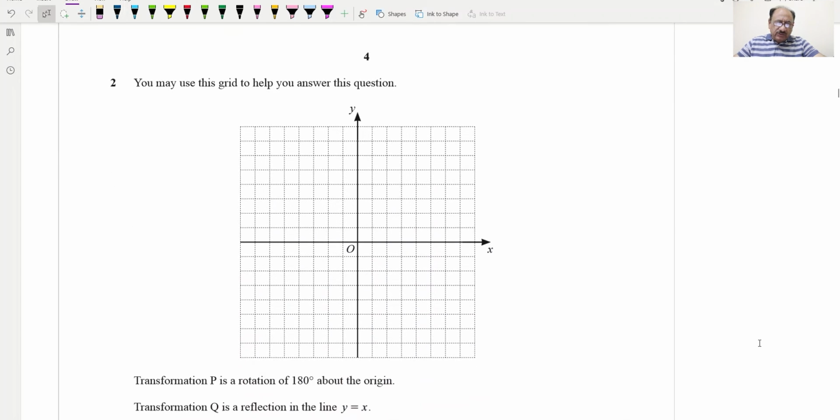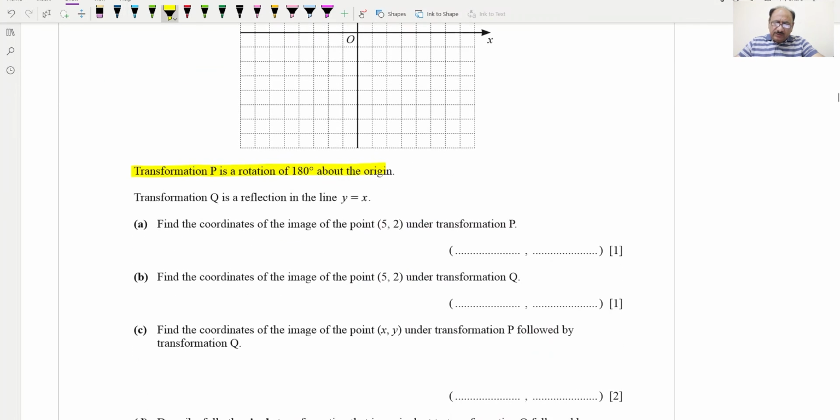Question number 2 says you may use this grid to help you answer this question. Transformation P is a rotation of 180 degrees about the origin. So this is transformation P. They have given the definition of transformation P. And transformation Q is what? Transformation Q is a reflection in the line y is equal to x.